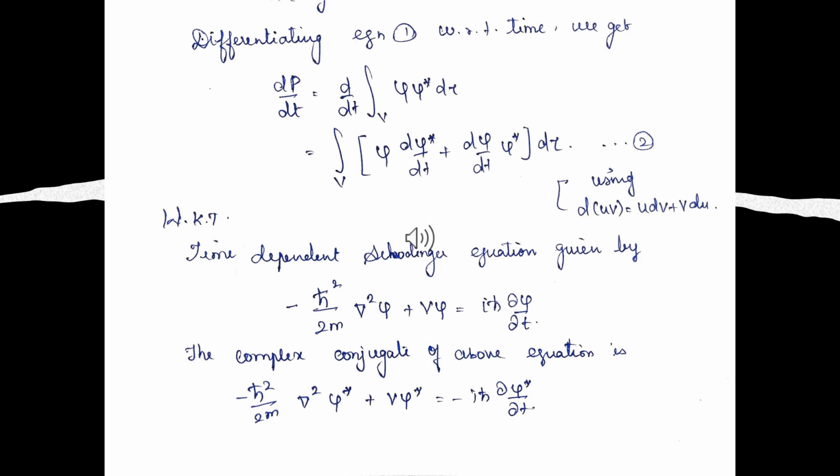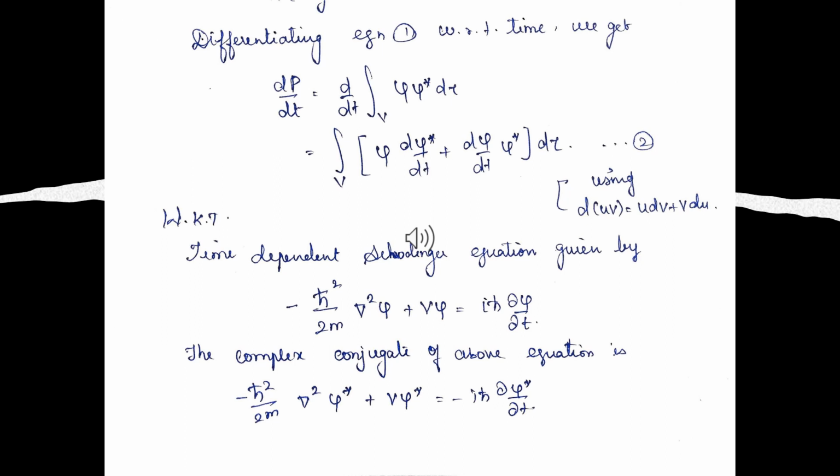And here the integrand is of the form uv. Differentiating uv will give you u dv plus v du. So it becomes integral of psi dou psi star by dou t plus dou psi by dou t into psi star, d tau.